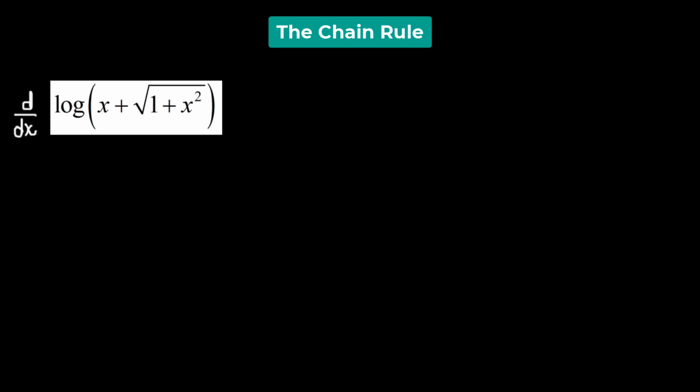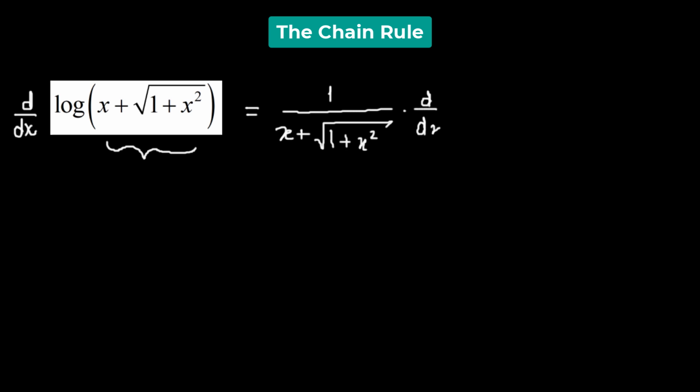So now we are going to apply the chain rule by assuming that x plus square root of 1 plus x squared is equivalent to x. This is an assumption. If it were an x, then the derivative of log of x is simply 1 over x, which is 1 over x plus square root of 1 plus x squared. But since it is not, we need to multiply it by the derivative of the assumption, which is x plus square root of 1 plus x squared.